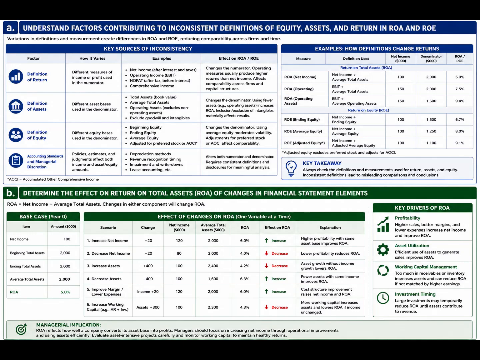Working capital management also impacts ROA. Excessive receivables or inventory increase total assets, lowering ROA if not accompanied by higher earnings. Understanding these interactions allows managers to evaluate strategic decisions and their profitability impact comprehensively.